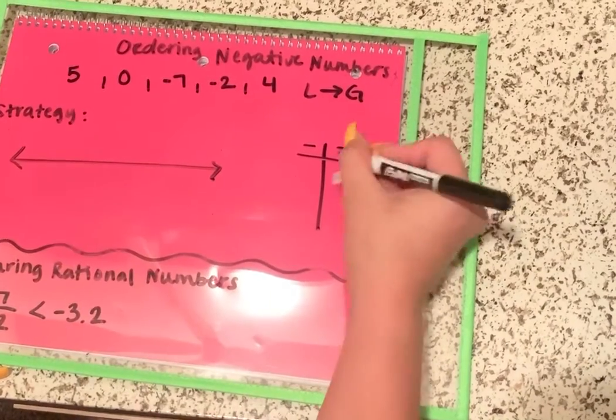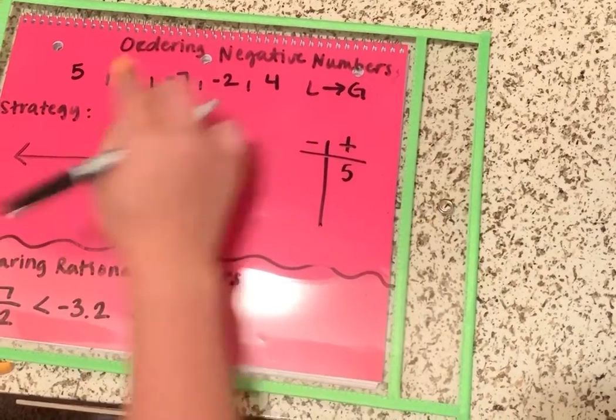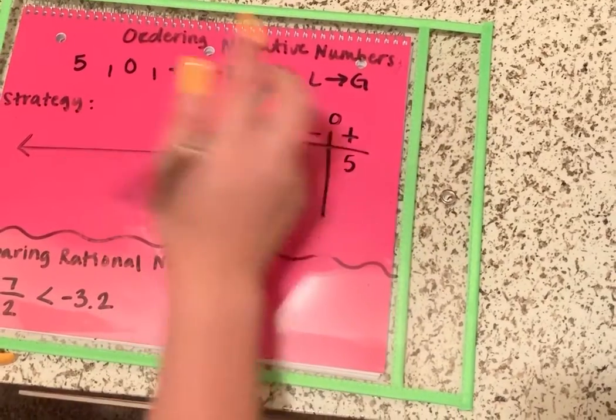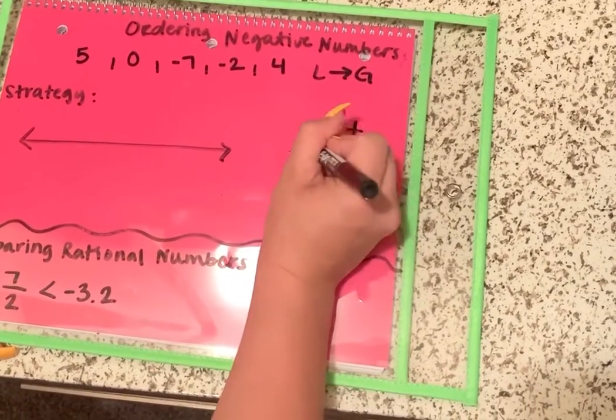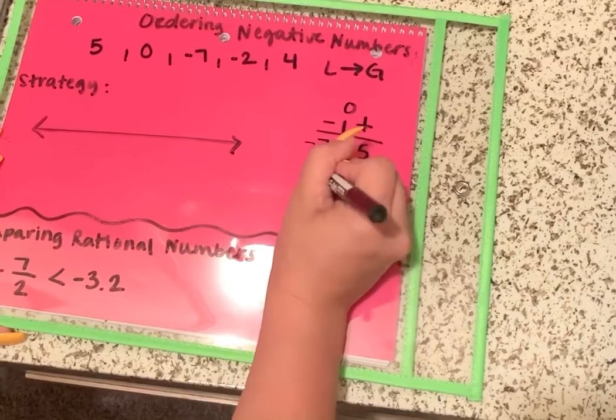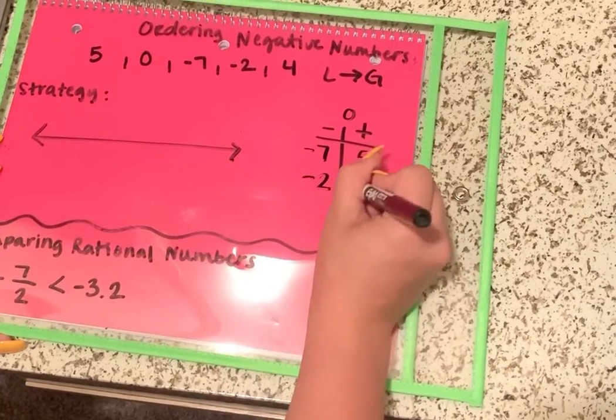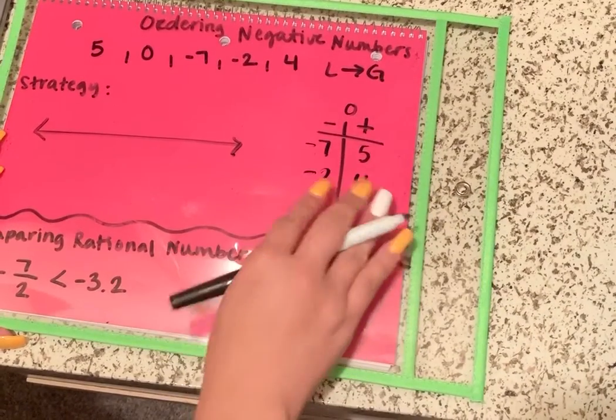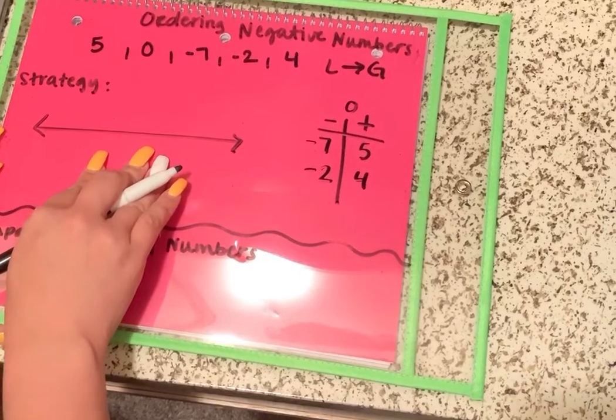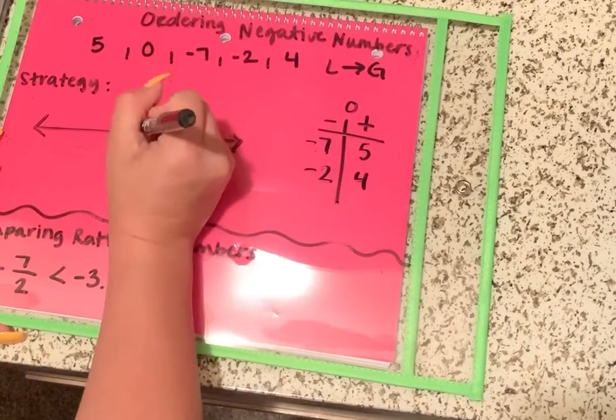So 5 is a positive number. 0 sits in the center. -7 is a negative number. -2 is a negative number. And 4 is a positive number. Now I can take these numbers and transfer them to my number line. I'm going to start with 0, which goes in the center.